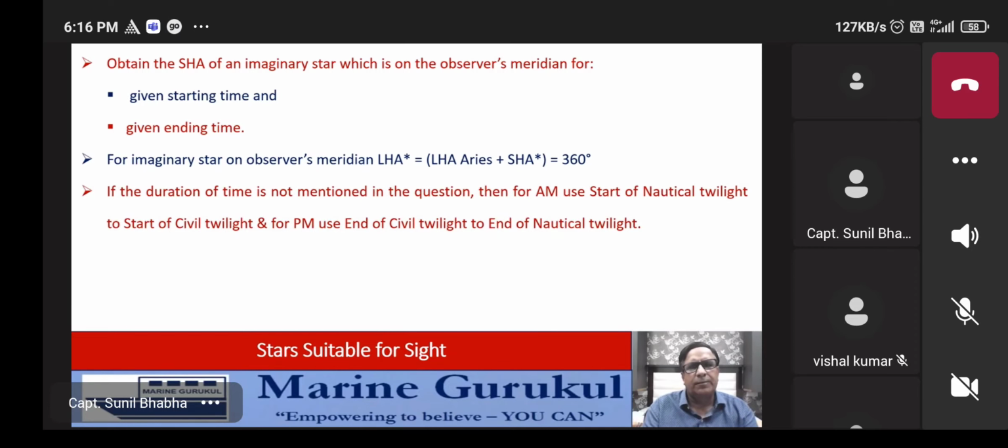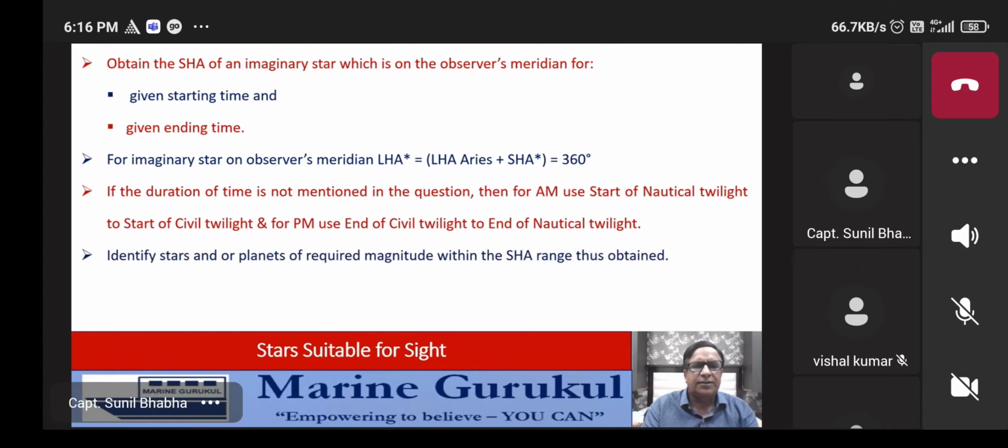If the duration of time is not given in the question and it is only AM or PM twilight, then for AM cases, the interval used is between the starting time of the nautical twilight to the starting time of the civil twilight. So that shall become the interval. Commencement of the interval shall be at the onset of nautical twilight, and the ending of the interval shall be at the onset of the civil twilight. For PM cases, this interval shall be between end of civil twilight to the end of nautical twilight.